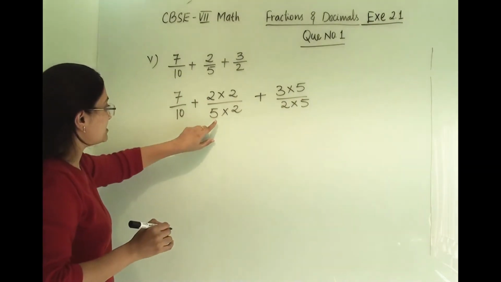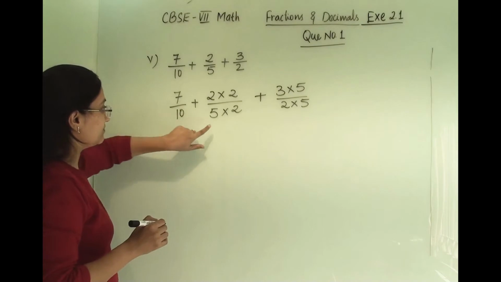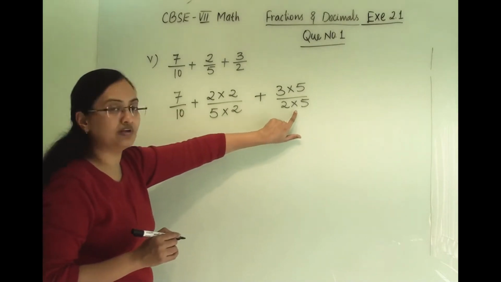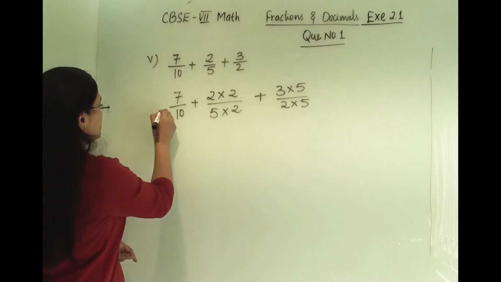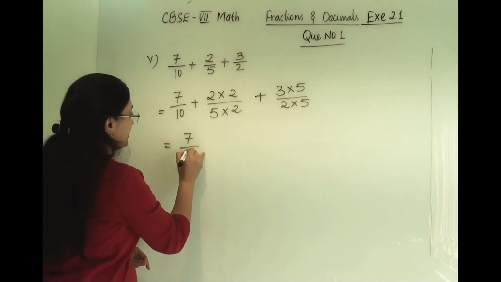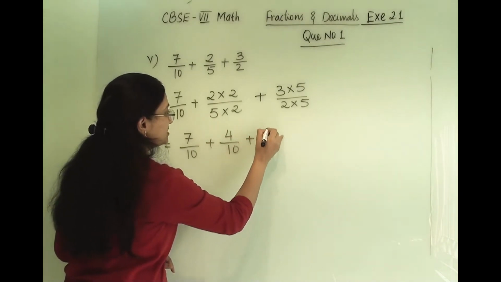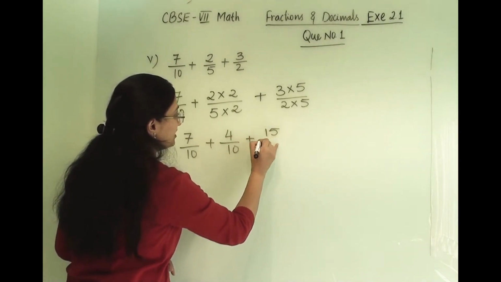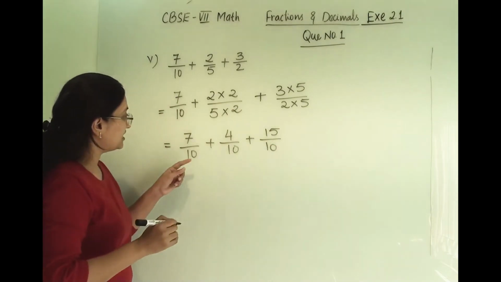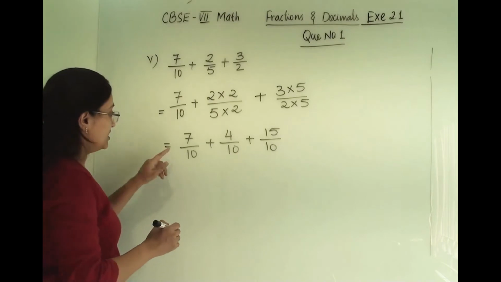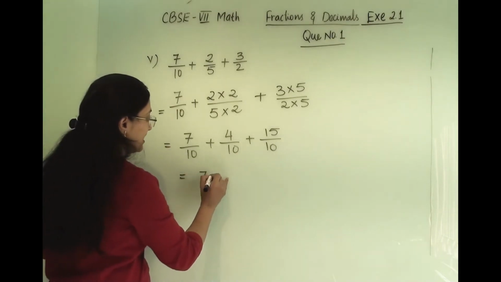So now you can see that here 10 is already there. 5 into 2, so we will get here 10. 2 into 5, so we will get here 10. So now when we multiply this, we will get all the denominators equal. So here 15 will come, here 10 will come. So that is how we can change them into like fractions. Now it is easy for us to add them.